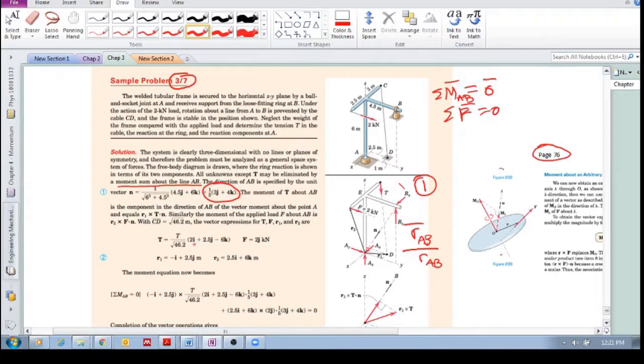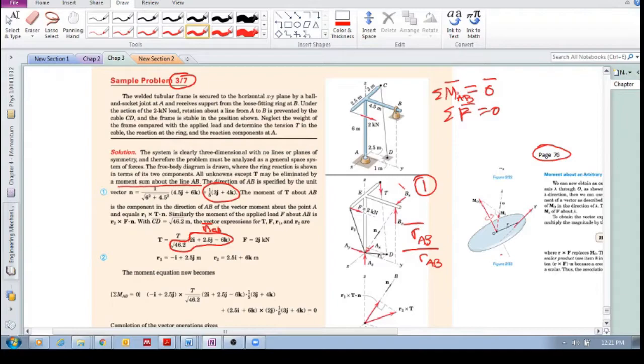Alright, I don't know where they've put it here, but this is it. That is your unit vector CD. I'm going to call it NCD. And you multiply that unit vector with T, and then you've converted it into the T vector, the tension vector.